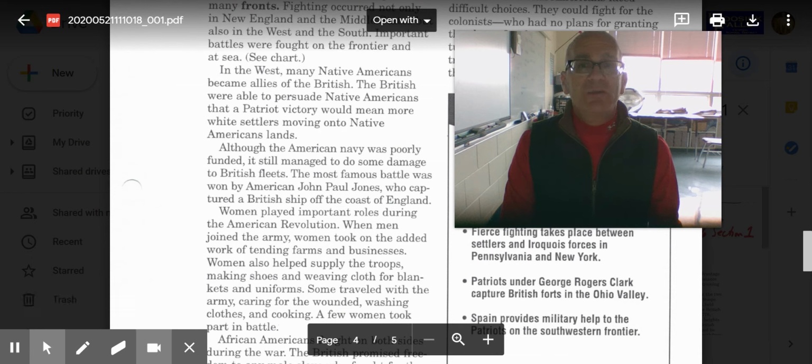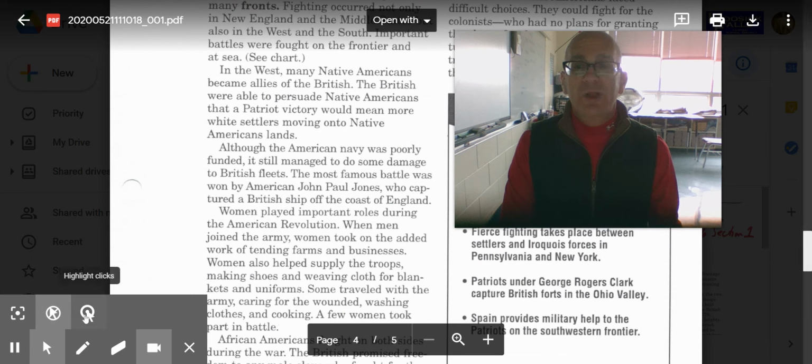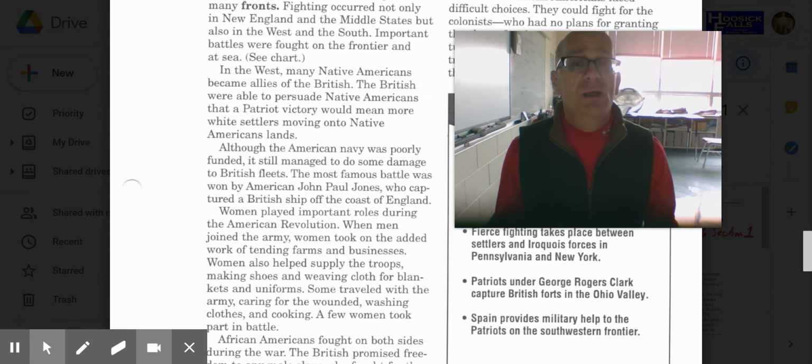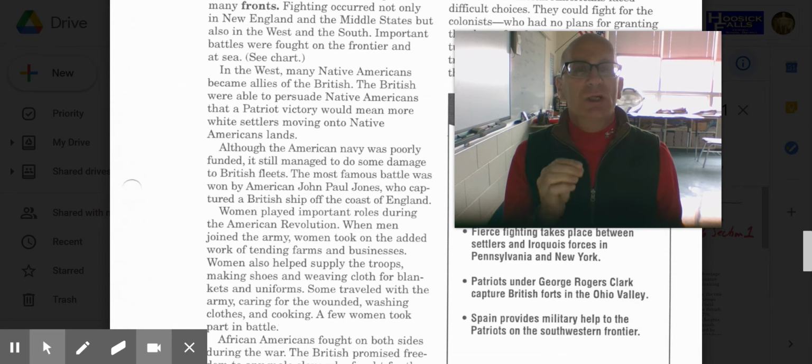Now, in the West, there are going to be many Native American groups that are going to become allies of the British. The British were able to persuade Native Americans that a Patriot victory would mean more white settlers moving onto Native American lands. So let's talk about that point for a moment. It's really important to understand.